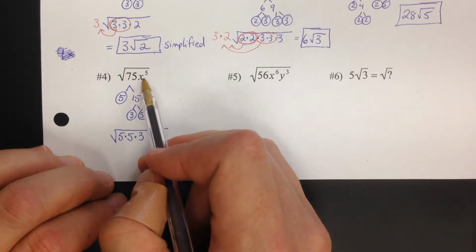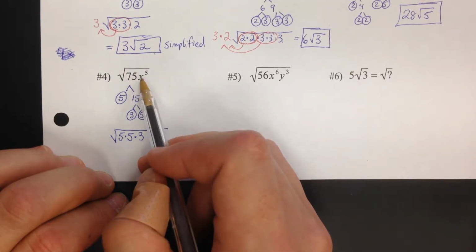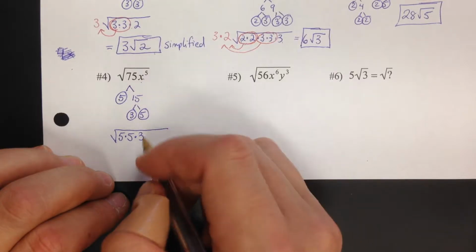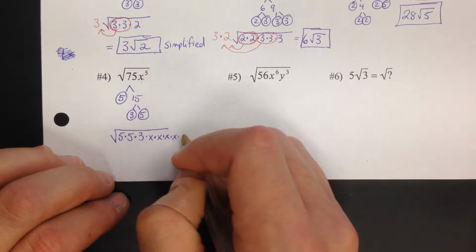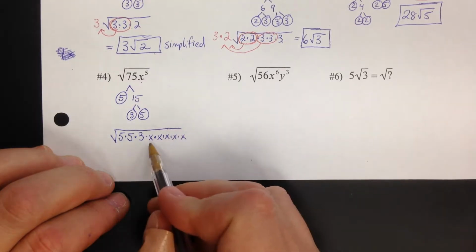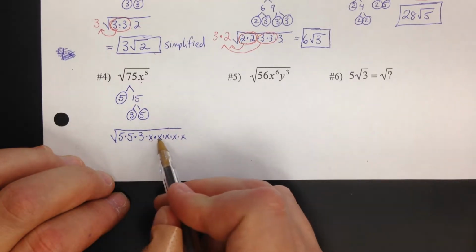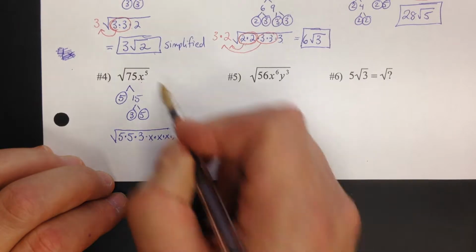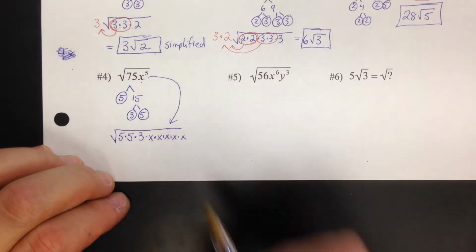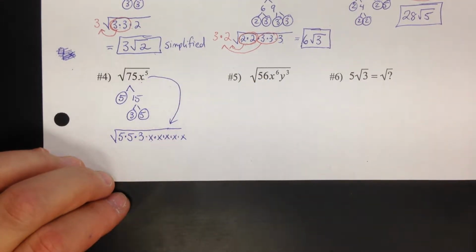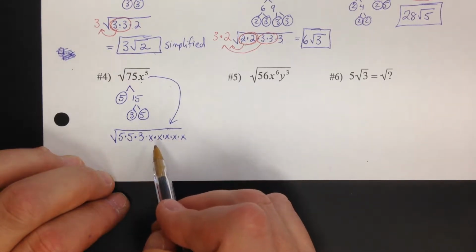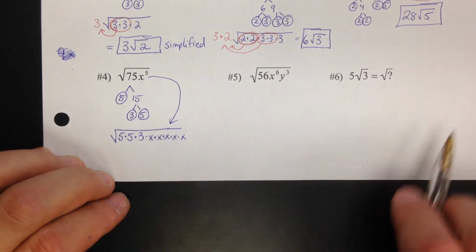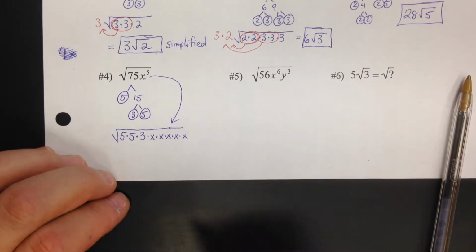X to the fifth, when you raise a number to the fifth, you multiply it by itself 5 times. So what that means is x to the fifth, when I expand this, x times x times x times x times x, that's x to the fifth. Okay, so all that exponent tells you is the number of times that variable is being multiplied. So what we're going to do now is we're looking for pairs.